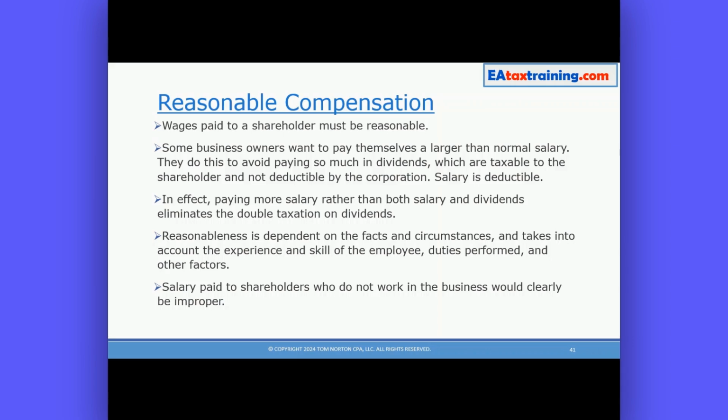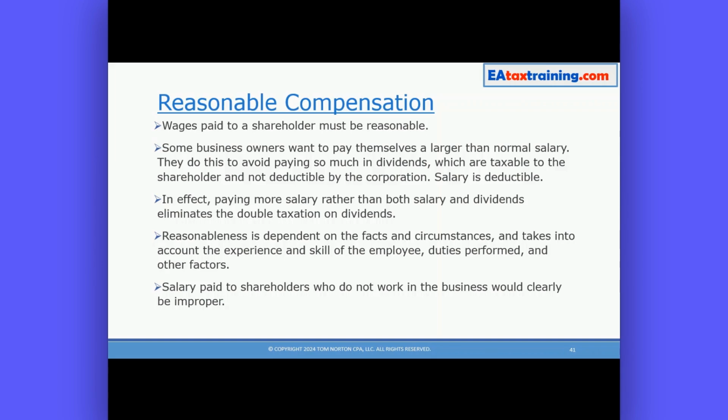So the IRS knows this. So what they say is, you can't do this. You can't disguise dividends as compensation by paying some outrageously high amount of salary to the shareholder employee. Now, what is reasonable, of course, is a subject of dispute, and this ends up in court frequently because you have disagreements between the IRS and the corporation on what is reasonable pay. Reasonableness is going to depend on all the facts and circumstances. It's going to take into account the experience and skill of the employee, the duties performed, and other factors.